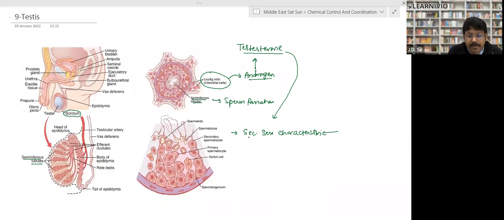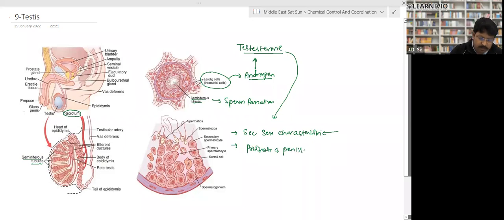Development of secondary sex characteristics. Prostate and penis. Next, development of male sex organs. Formation of sperm.